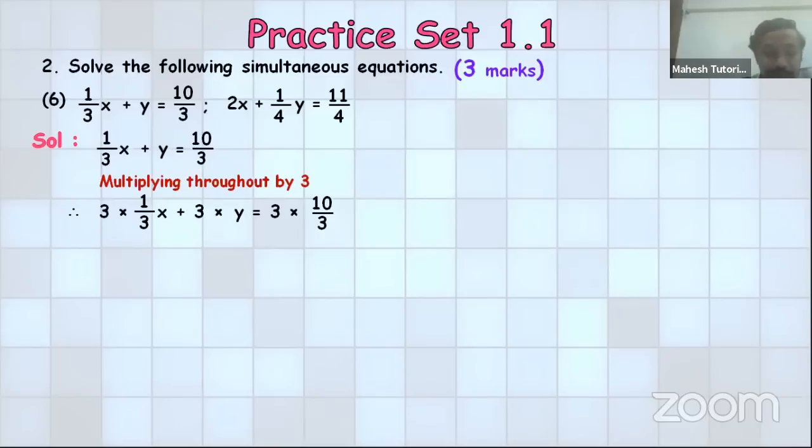अब इससे क्या होगा? 3 and 3 will get cancelled. Here also 3 and 3 will get cancelled. So now see students, what are we left up? In the first term, यहाँ पे x बचा. In the second term, 3 into y will give me 3y. And third term में सिर्फ 10 बचा. So now it becomes x plus 3y is equal to 10.